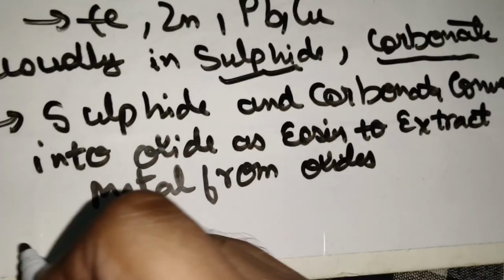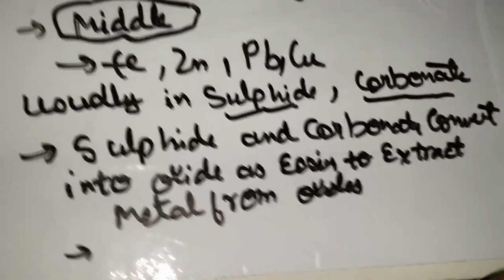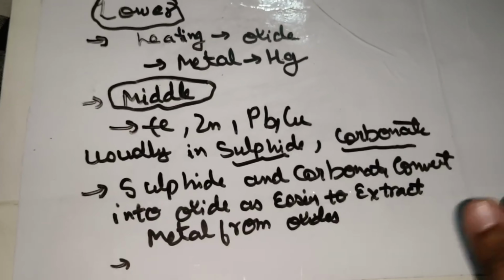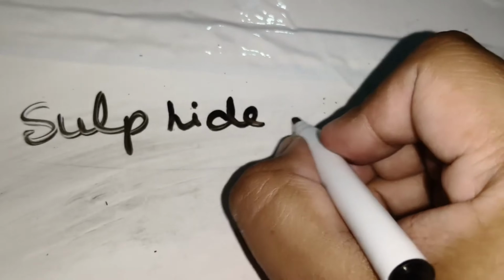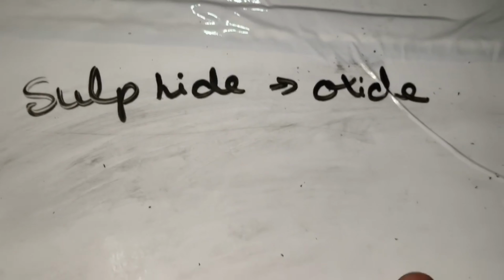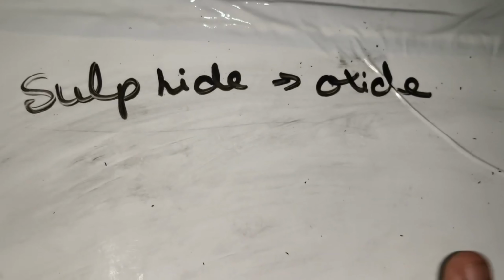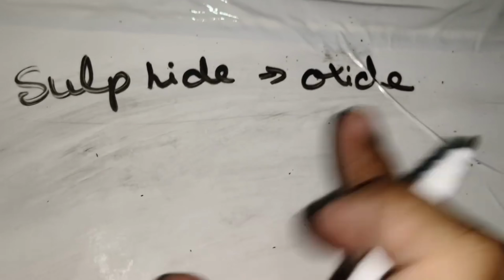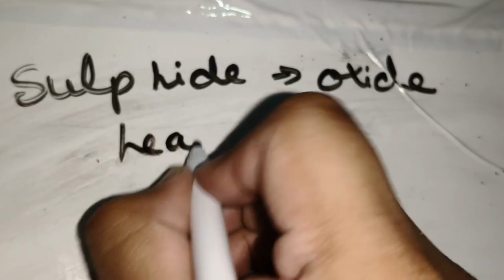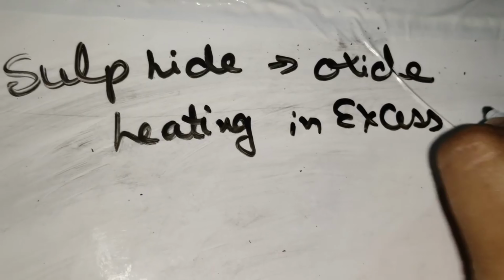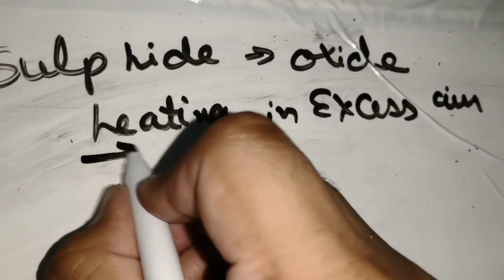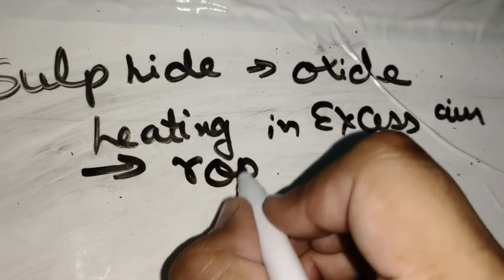So first of all, if we talk about the sulfides, like we take it to the next page. If we take the sulfides, then this has to be first converted into oxide. Obviously, why have we converted them into oxide? Because it is easier to get metals from oxide than from sulfide and carbonate. So first of all they have to be converted into oxide. And how is it done? It is done basically by heating in excess air. And this process, heating in excess air, is known as roasting.